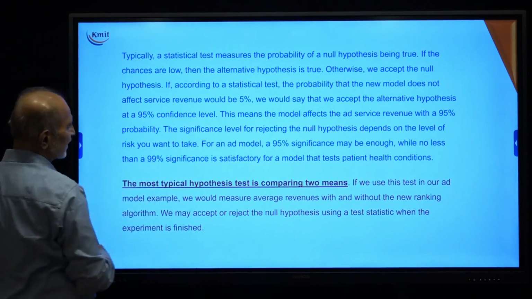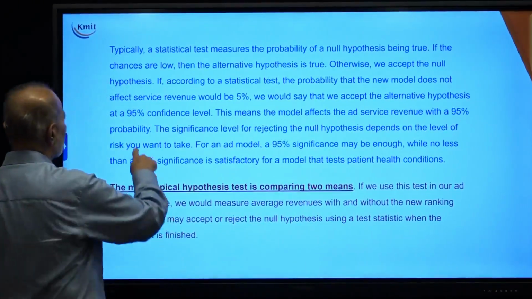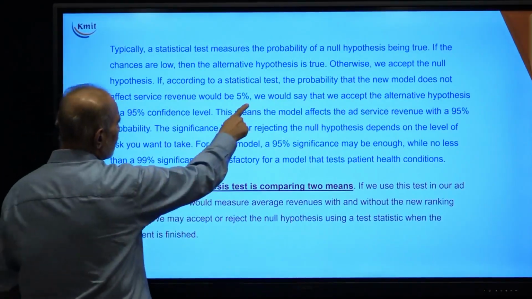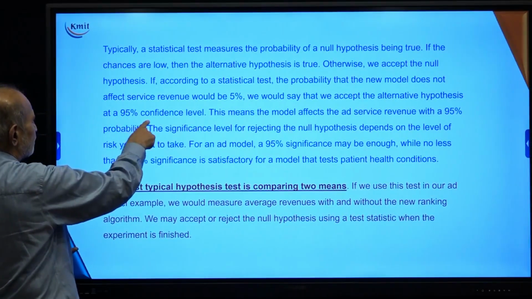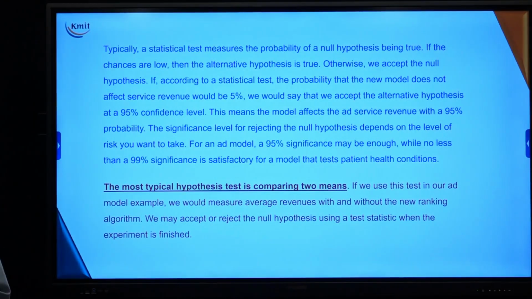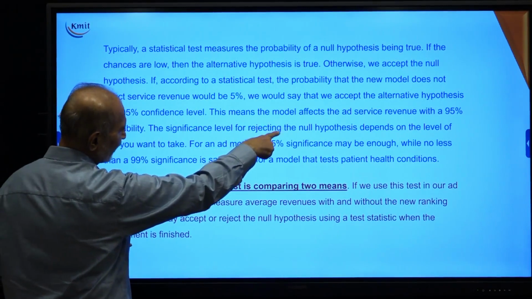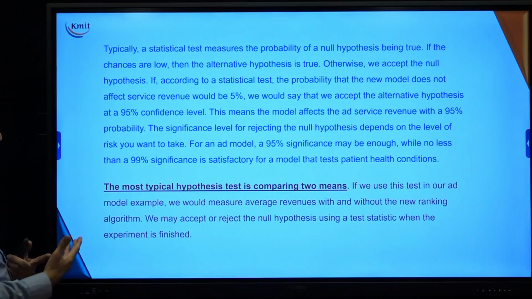According to the statistical test, now look at the way the probability that the new model does not affect the ad services revenue would be around 5%. We would say that we accept the alternative hypothesis at a 95% confidence level. So, it is affecting only 5%. At 95%, I have the confidence that I will be able to succeed. This means that the model affects the ad services revenue with a 95% probability. Does this sound better? Yes, it does sound better.